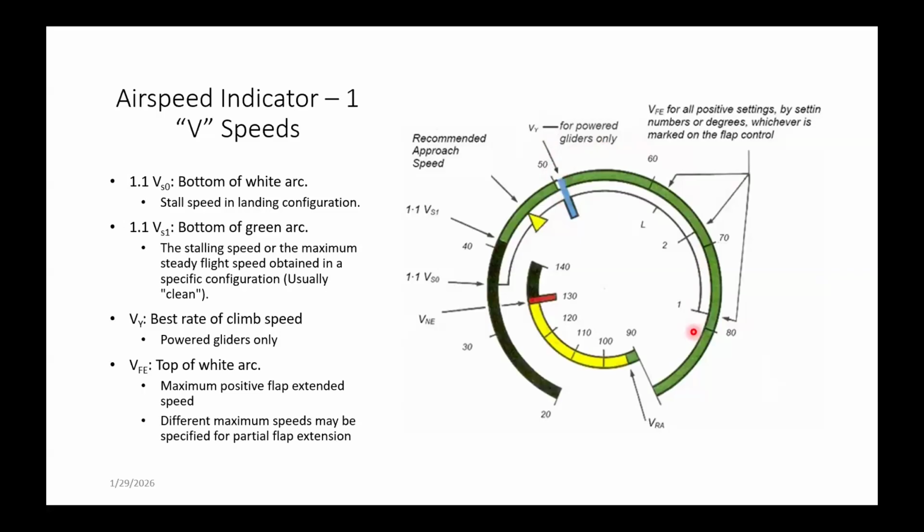Okay, and then the top of the white arc is the top of positive flap extensions. So that's the max. And then, like I said, the other speeds down here are for partial flap extensions.